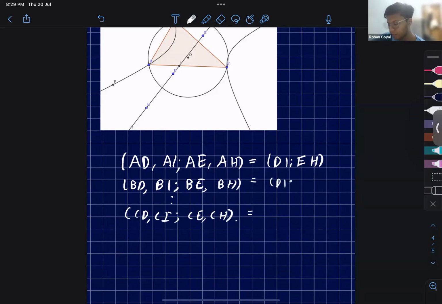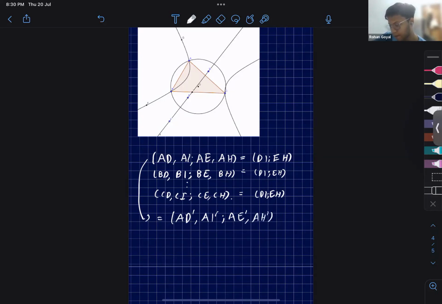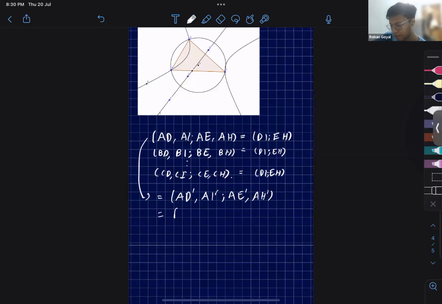This is all DIEH. But then this is also equal to AD dash, wherever D goes, AI dash, AE dash, AH dash. Is equal to BD dash, DI dash, DE dash, DH dash. And similarly with C.